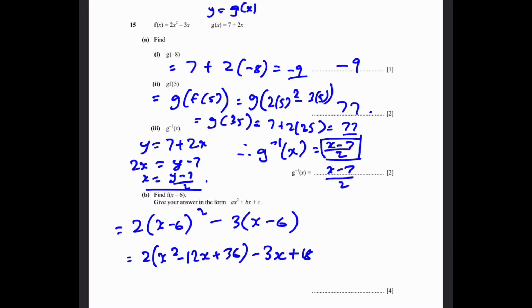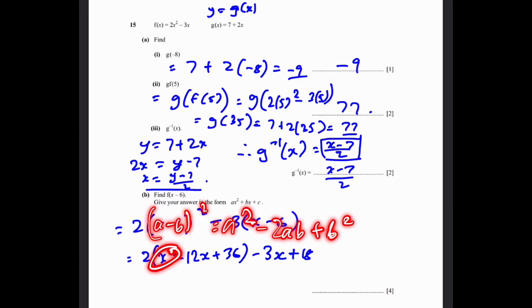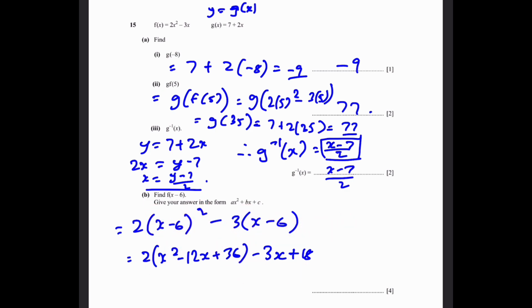And by the way, if you're wondering how I factorize this that quickly, it's a simple formula. (a - b) squared is equal to a squared minus 2ab plus b squared. So we can see this is a squared, or x squared. This is b squared, which is 6 squared, 36. And this is the negative sign and 2ab. So 2 times a, which is x, and b, which is 6. That's 2 times 6, 12x, and we have a negative sign.